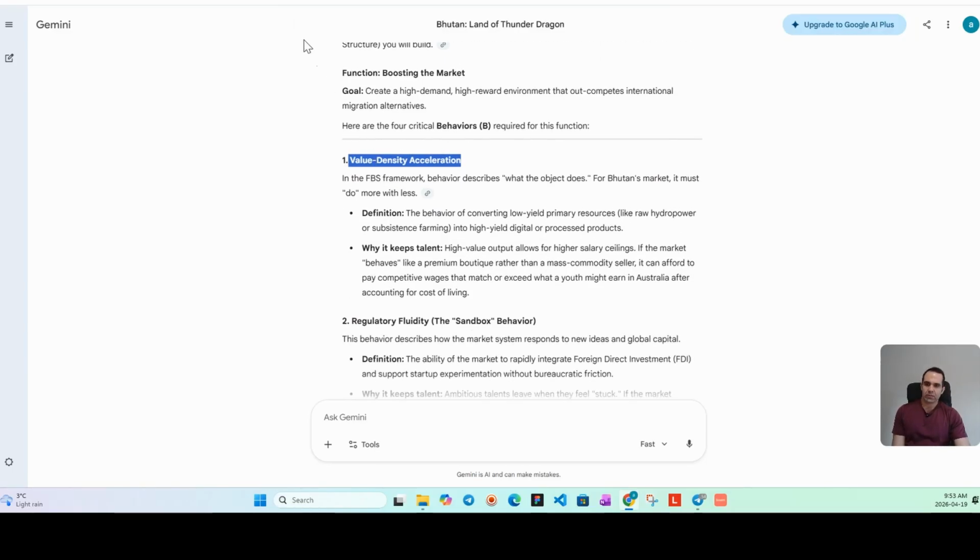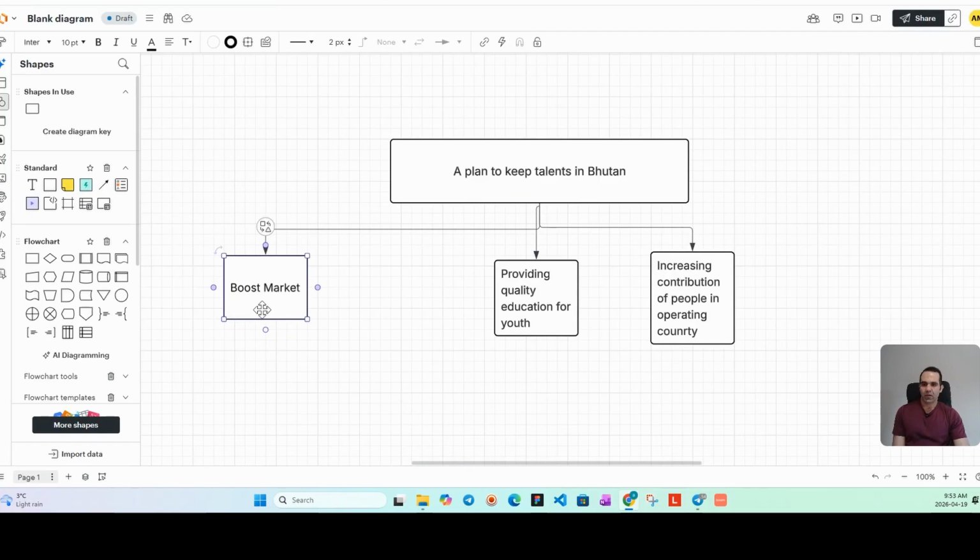Okay. So value density acceleration. How can we? I mean, not how. I mean, what is the feature? What is the behavior of boosting the market? What is the feature of boosting the market?